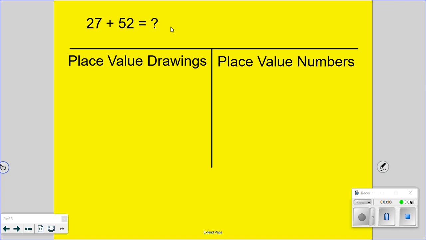These are the two place value strategies we've got. Our goal is by the end of third grade, we are only using place value numbers. But I know that you might not be ready for that yet. That might not be comfortable yet. So if you still need to work with place value drawings, that's completely fine. It's just that our goal would be to use place value numbers by the end of the year.